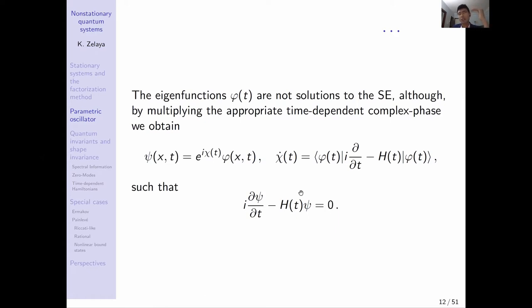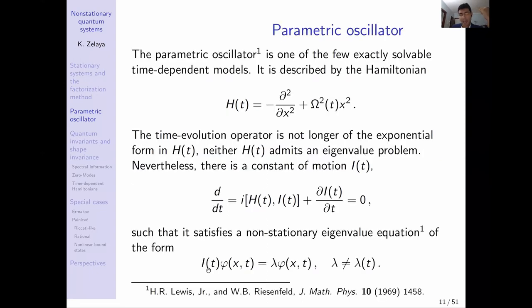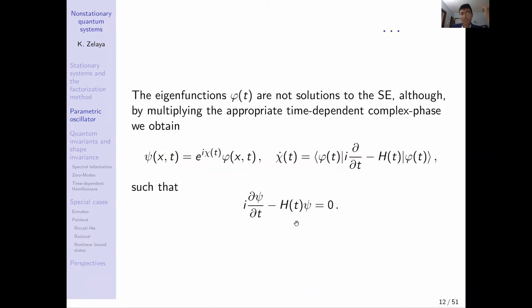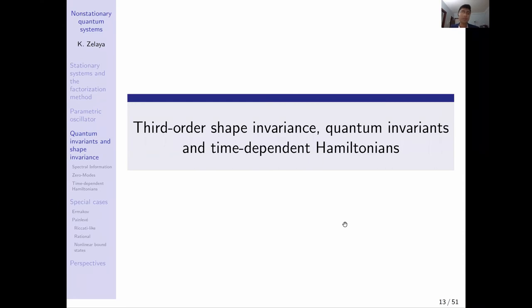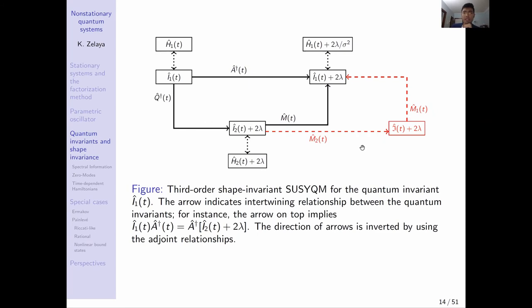So now the problem is more complex, because we need to find the quantum invariant I. We have to solve the spectral problem for I, then we have to find the phase, and with that, we can generate the solutions to the Schrödinger equation. The problem is getting much more complex, but still we can exploit the solutions already known for the parametric oscillator and use them to generate new time-dependent models. This is the main part of my talk and how to do this in the case of shape-invariant systems. This diagram summarizes the technique we are going to use.